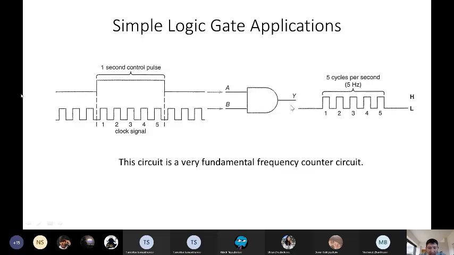For example, in A, you can send just a 1 second pulse, and during this 1 second pulse, the signal will go through to B. And here, with an oscilloscope, you can count 1, 2, 3, 4, 5. The duration was 1 second, so the frequency will be 5 hertz. So by just this simple AND gate, you can calculate the frequency of some signal. So it's a very useful, simple device.